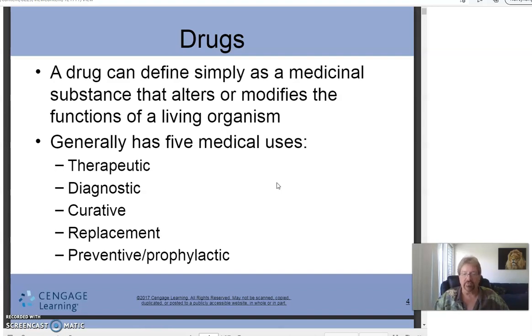Generally, it has 5 medical uses: therapeutic, to help heal; diagnostic, to figure out what's going on; curative, also to help heal; replacement, like you need if you have a sluggish thyroid gland; or preventative or prophylactic, like giving you antibiotics before you're getting ready to have surgery, for example.